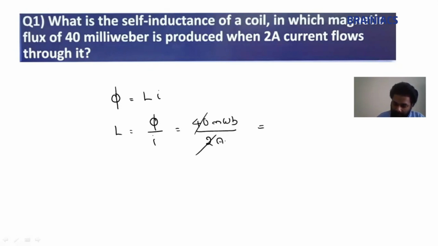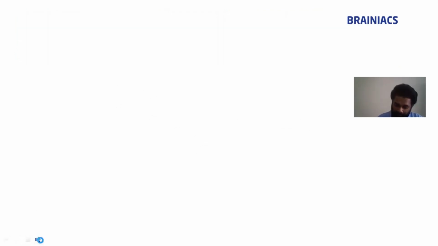Current is actually 2 ampere. So milliweber per ampere, we can say that this is going to be how much? 20 millihenry. That is the answer for this question. Moving to the next problem.